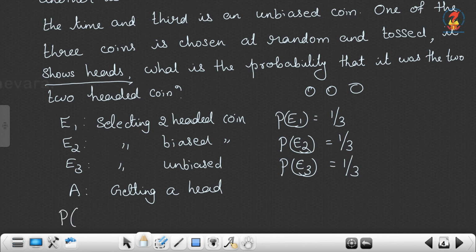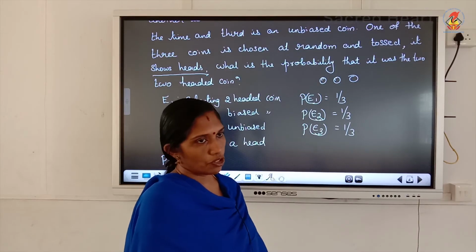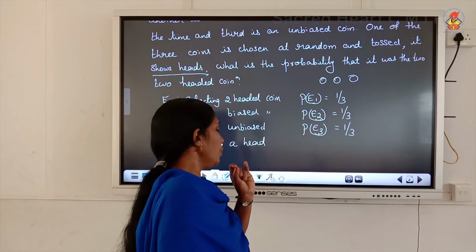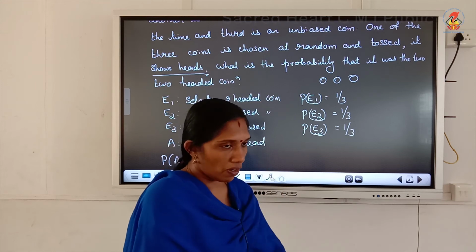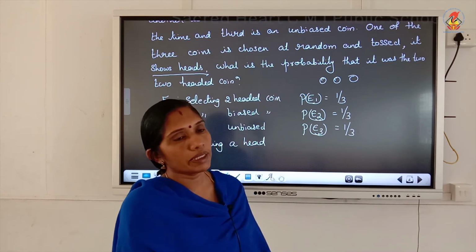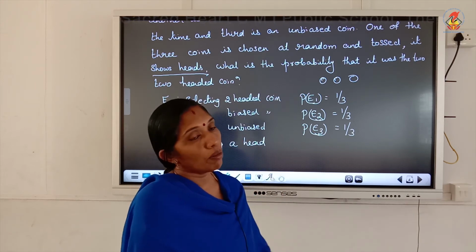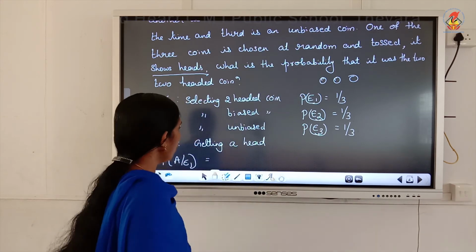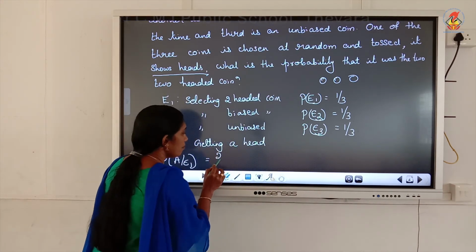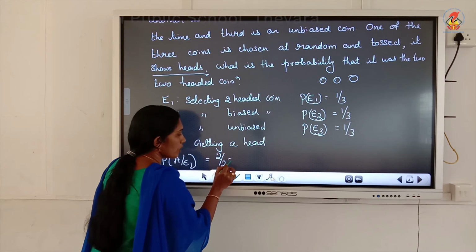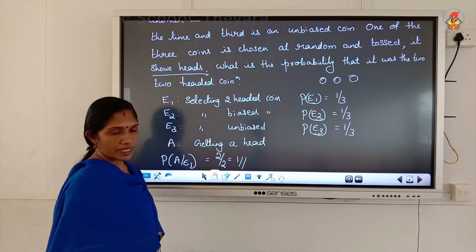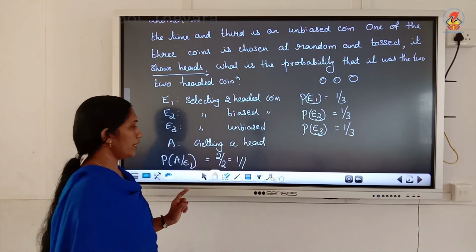Now we have to write A given E1, A given E2, A given E3. What is A given E1? E1 means it is a two-headed coin. So you selected the two-headed coin, then toss it. Then what is the probability of getting a head? Both sides head. So probability of getting head means 2 out of 2, that's equal to 1, since it is a two-headed coin.